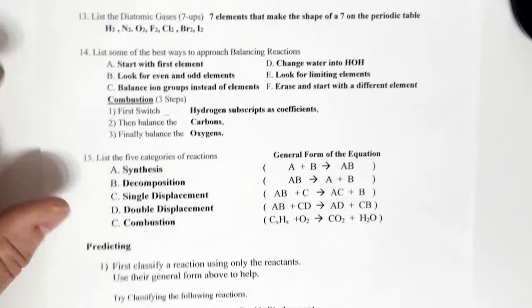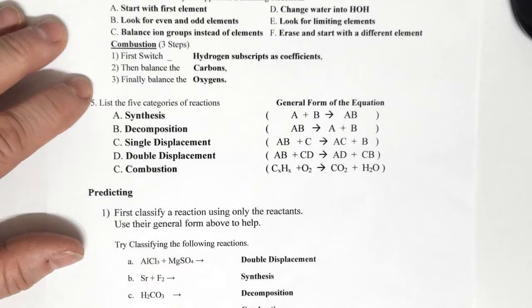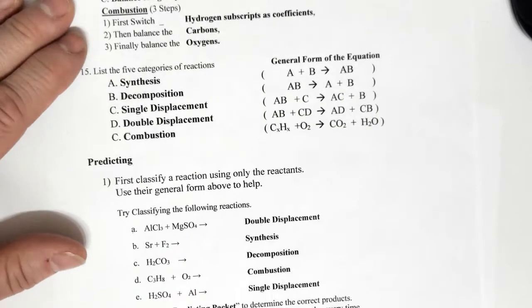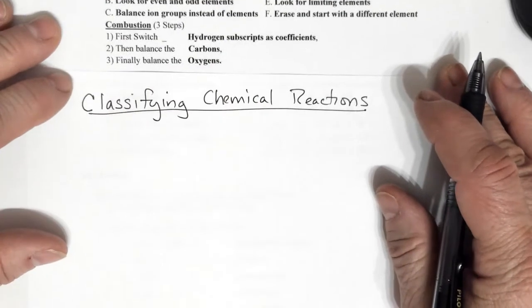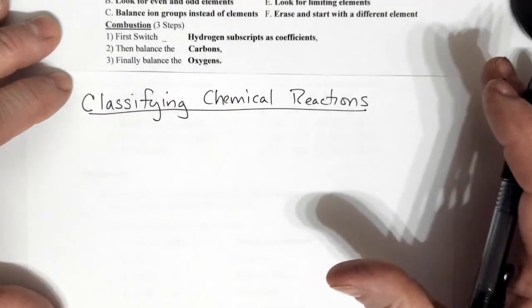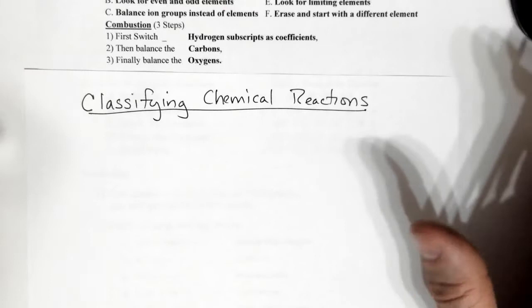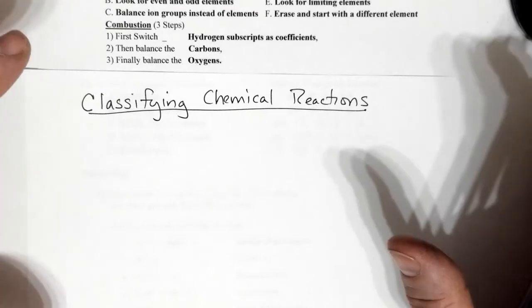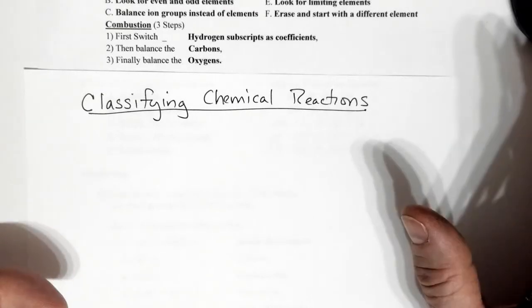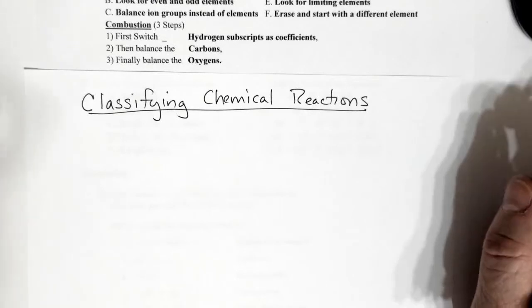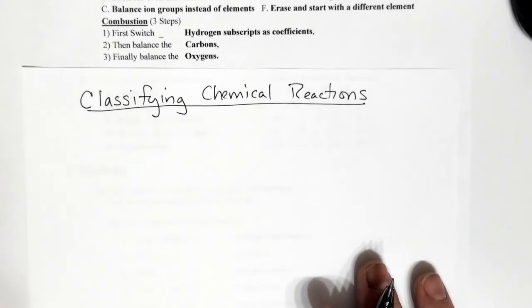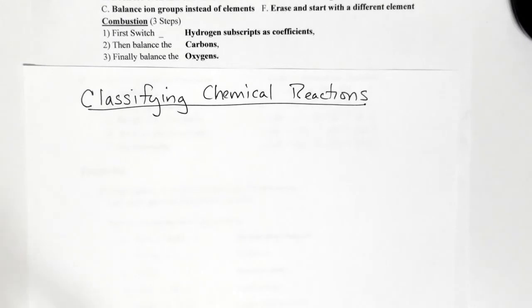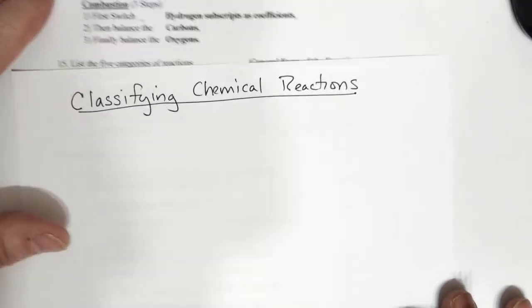So today I want to jump down to the categories, or classifying chemical reactions. There are 5 basic categories that chemical reactions occur in at this level of chemistry. There are a lot of other categories. I don't want to tell you there's only 5 types, but this is what we're going to learn for this first year chemistry course. And these are our 5 categories.